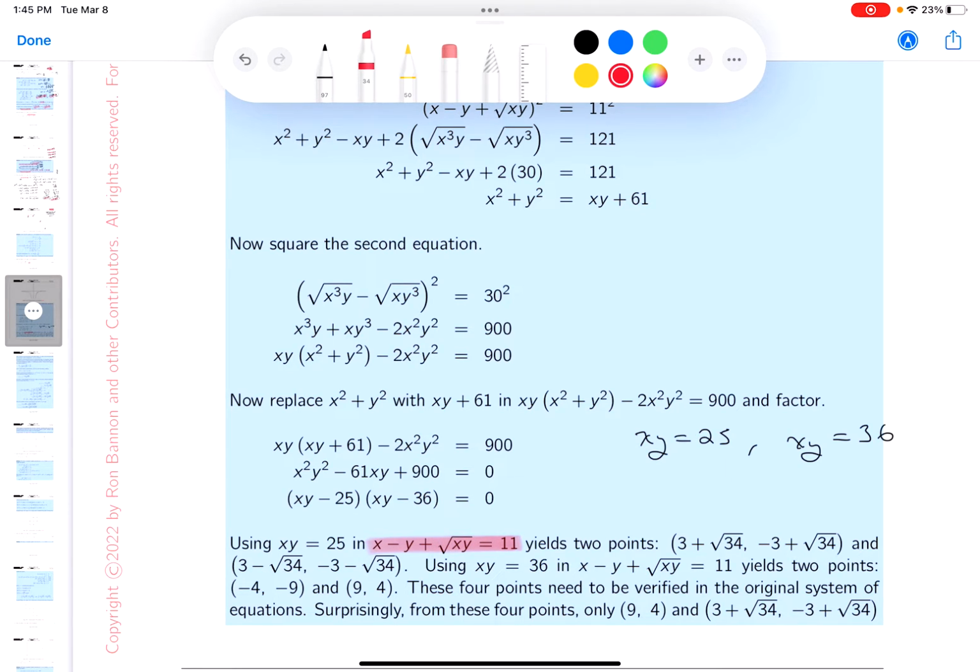Right, so it's not easy, but you're going to plug it in. Now, what does that mean? You're going to take this and plug it in. And what would you get? Well, you get x minus, I want to get it in one letter. What would y be? It would be 25 over x. And then what do you get? Plus, well, it's the root of 25, which is 5, equals 11.